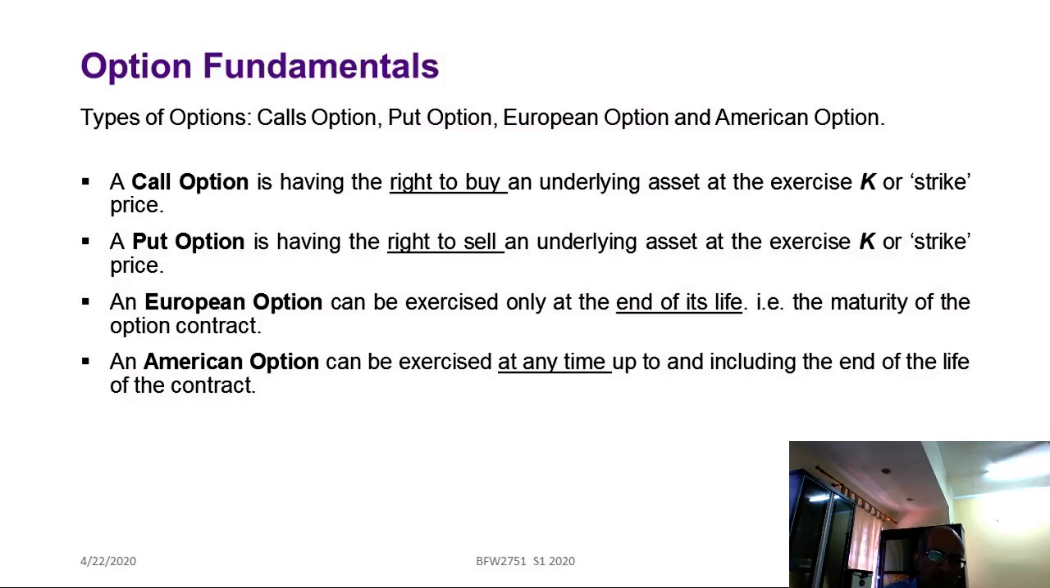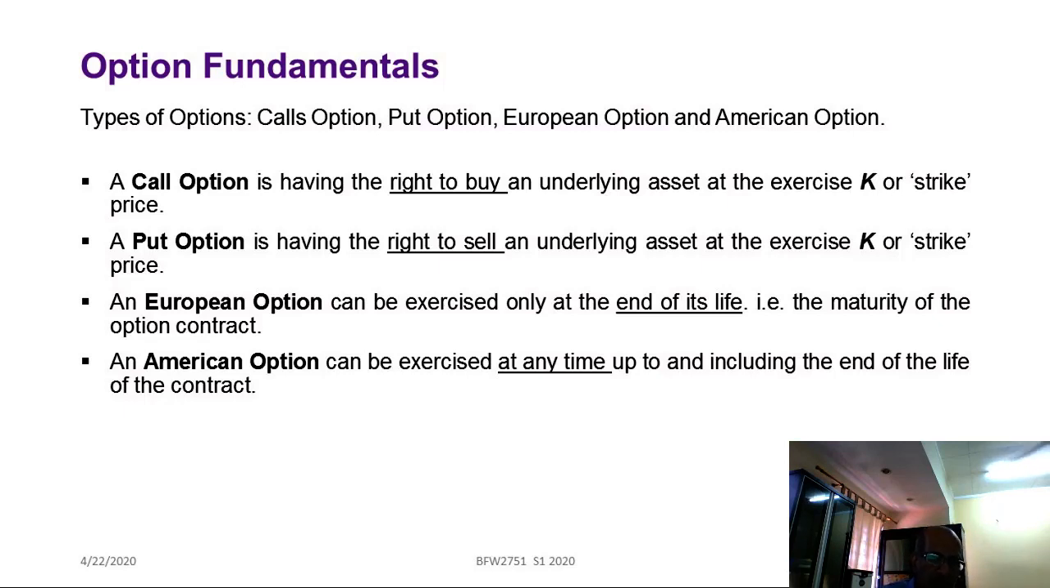Types of options. You have call options, you have put options, you have European options, you have American options, and all these you can either long or you can short. You cannot easily short, because to short options you need to be a financial institution with a lot of reserves who are licensed to do so.